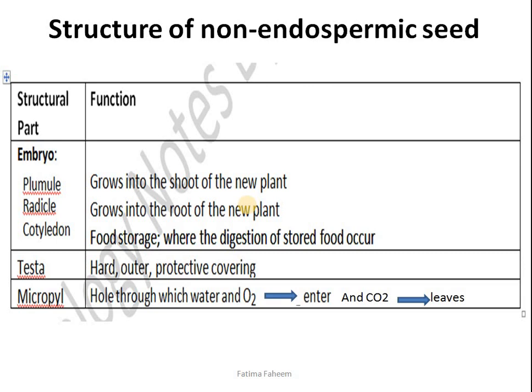Here in the table, I have placed the functions of the structure of the embryo. Plumule is growing shoot, as I've told you before. The radicle is a growing root of the new plant. Cotyledon would store food, where the digestion of the stored food would occur. Testa is a hard outer protective covering. So seed coat is actually protecting the seed. Micropyle, on the other hand, is a hole through which water and oxygen will enter and carbon dioxide would leave.